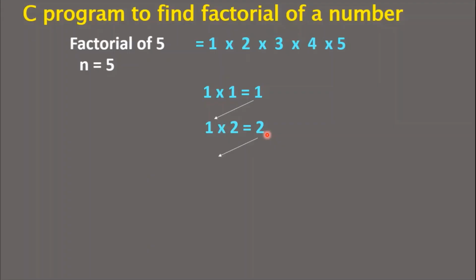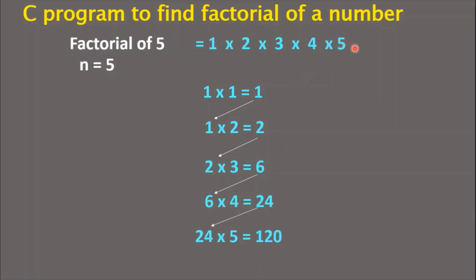In the third step, this 2 is multiplied with the third number. So 2 into 3 is 6. In the fourth step, this 6 is multiplied with the fourth number, that is 4. So 6 into 4 comes to be 24. And in the fifth step, this 24 is multiplied with the fifth number, which is 5. So 24 into 5 is equal to 120.